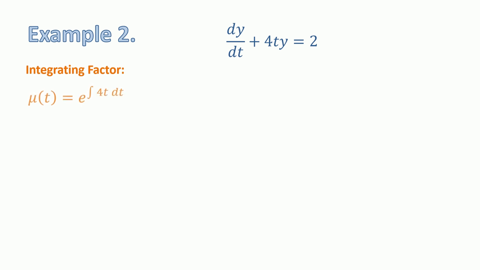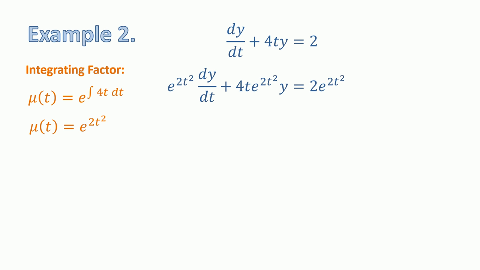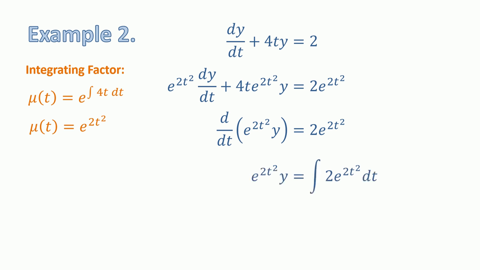We compute the integrating factor and find that mu of t equals e to the 2t squared as before. Multiply both sides of the differential equation by mu and check that the left side is the derivative of a product. Specifically, we have the derivative of e to the 2t squared times y on the left and 2e to the 2t squared on the right. We now integrate both sides.